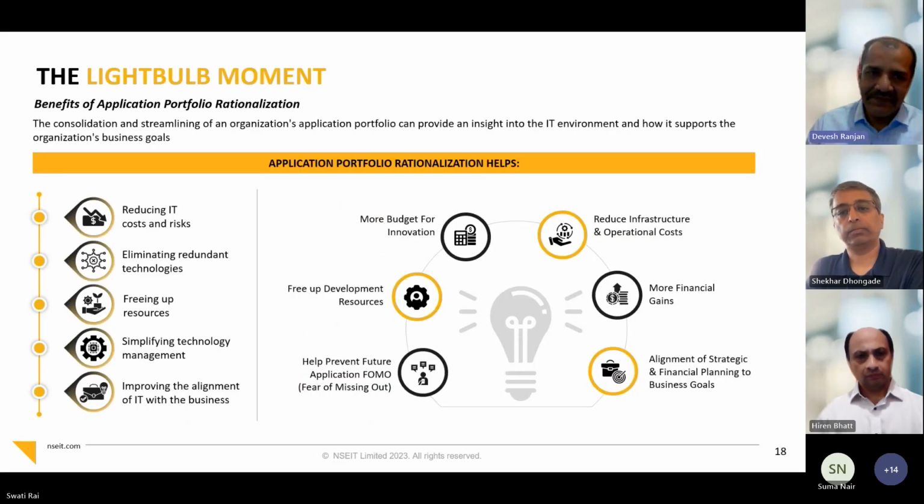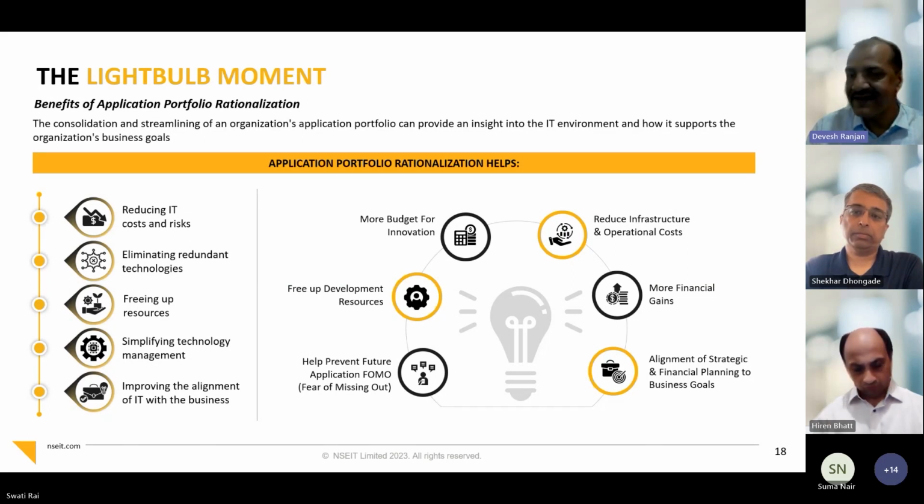Yeah, and I was talking about benefits. So the light bulb moment for any organization, once they have undertaken the APR exercise, what we have seen as part of our previous experience, most organizations have seen a reduction in cost and risk. They have witnessed elimination of redundant technologies. We have been able to help them free up resources which get better utilized for innovation projects, simplifying their technology management and improving the overall alignment of IT with the business.